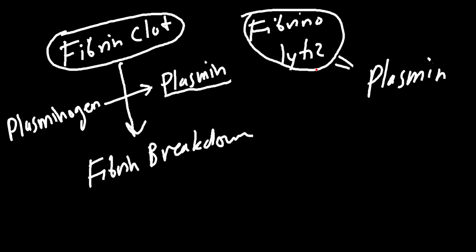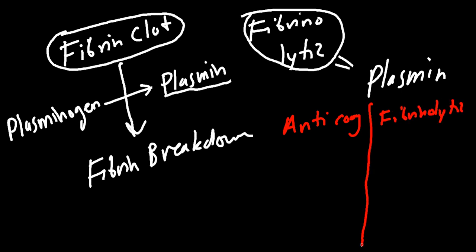Fibrinolytic therapy. So there's a difference between anticoagulation and fibrinolytic therapy. Two different things. For anticoagulation, we're going to prevent this fibrin clot from even happening. So we're going to stop it somewhere in the intrinsic, extrinsic, or common pathway, so that way we can't activate this fibrin clot. For fibrinolytics, we're going to activate plasmin. Our goal is to activate plasmin and break down fibrin clots.